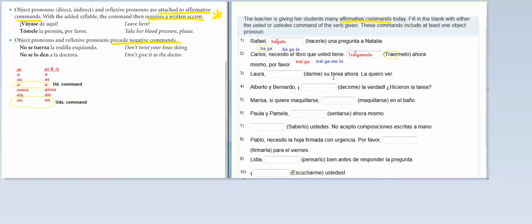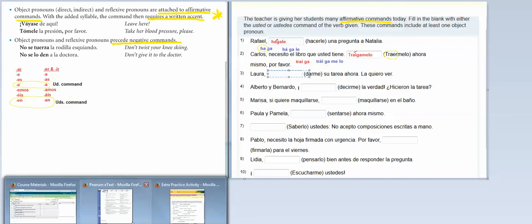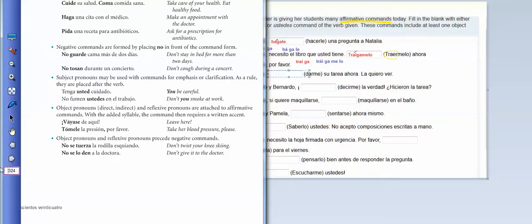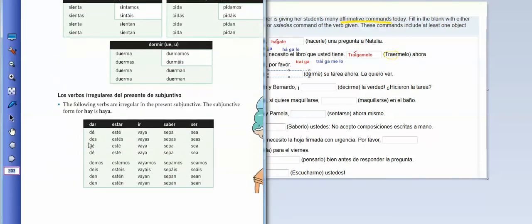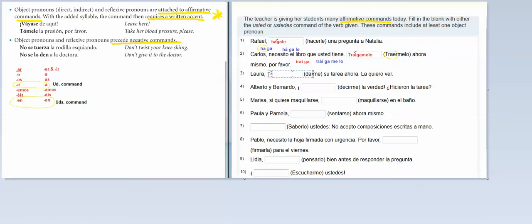Laura, blank, darme su tarea ahora, la quiero ver. So, Laura, give me your homework. Again, I'm telling one person what to do. I'm using dar. Dar is irregular. I think it's on page 303 in your text. So if I go back out here, 303, and I scroll down to dar, here's dar, and I want to use the usted, which is dé. And this one already has an accent, so I'm just going to keep the same thing. So I'm going to put démelo su tarea ahora, la quiero ver.